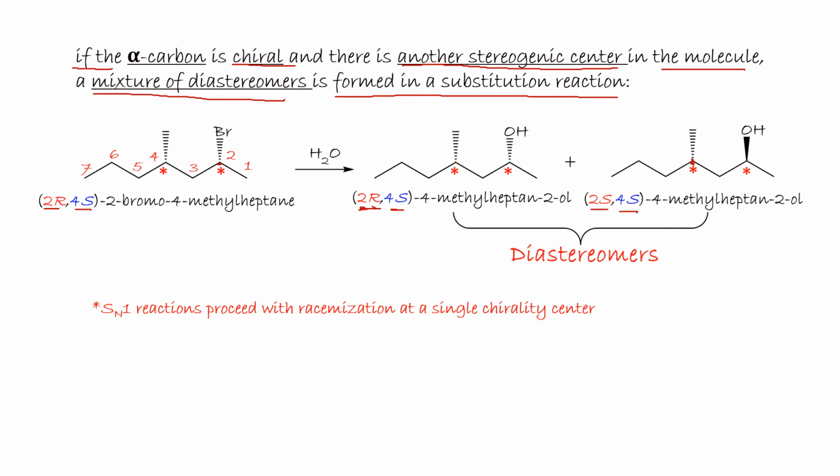What is the relation between 2R, 4S and 2S, 4R diastereomers? Only if you have a single chirality center, you get a racemic mixture. Diastereoisomers are different compounds with different optical rotation.